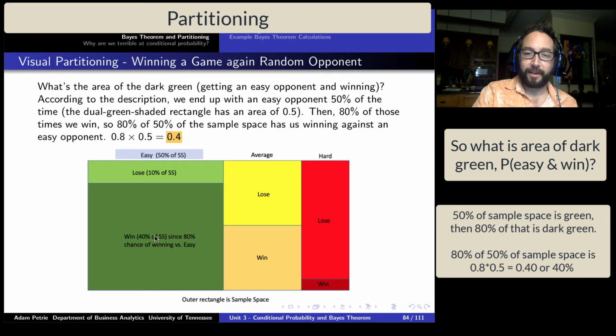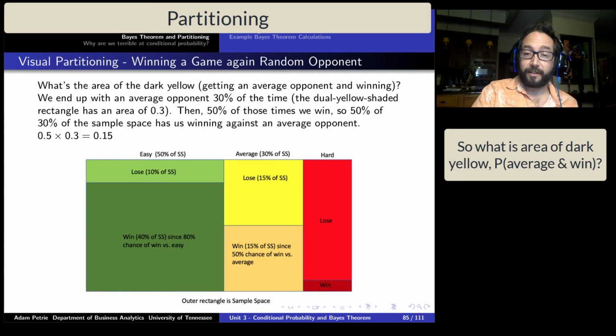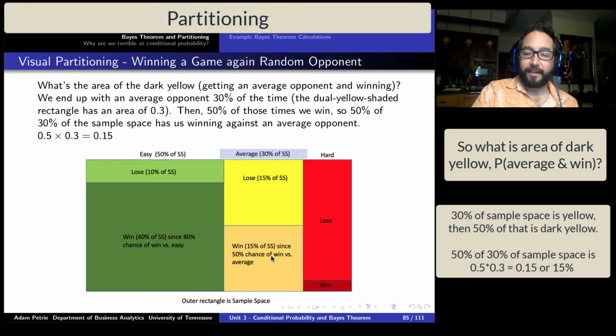That's the probability of facing an easy opponent and winning. And we can apply the same logic to these other regions. We know that we have a 30% chance of running into an average opponent. The yellow area represents 30% of the sample space. There's a 50-50 shot of winning versus losing, so I know that the area of the dark yellow region must be 15% of the sample space, half of that 30% devoted to running into an average opponent.